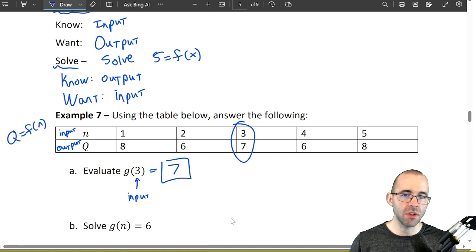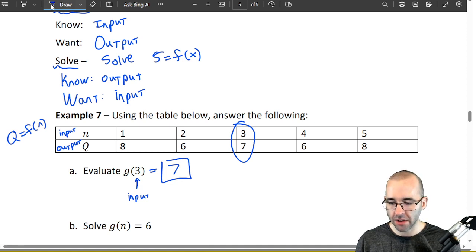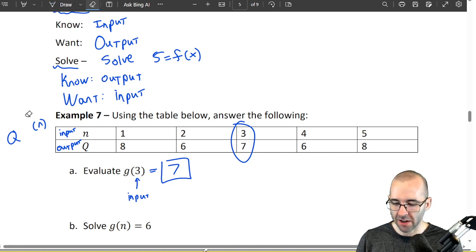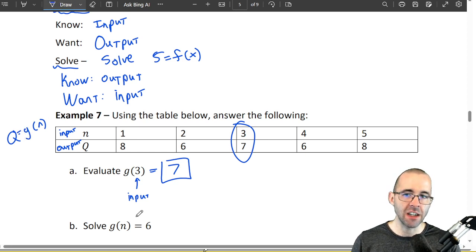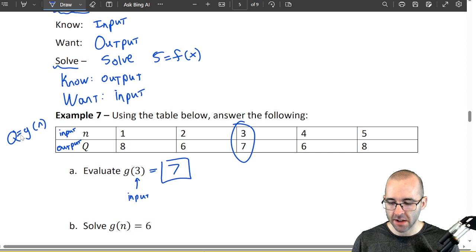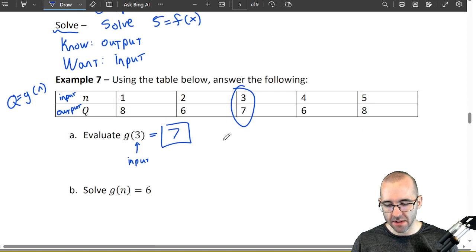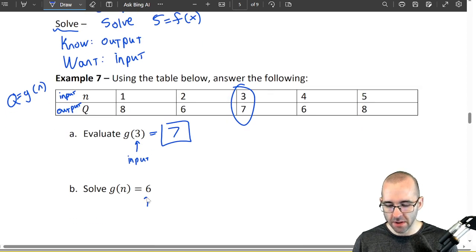Evaluate the function g being evaluated at 3. Also, let's look over here on the left. Technically, I should have written g of n, just to be consistent with what we're calling this function. Now, solving is the opposite. Solving is we know the output, and we're curious about the input.